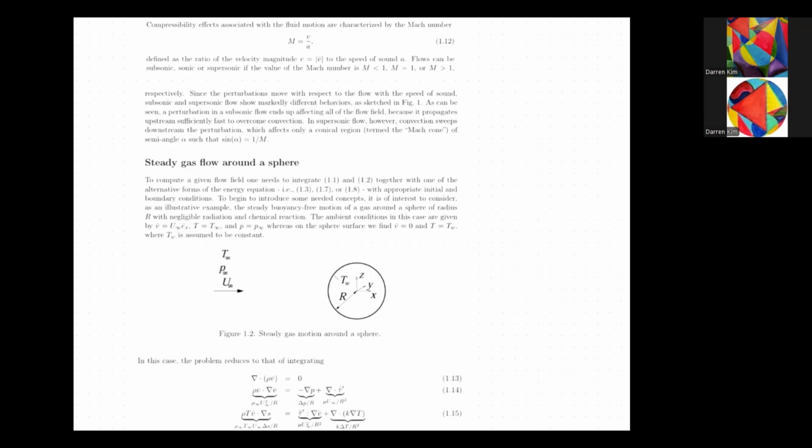To begin the introduction of some needed concepts, it is of interest to consider as an illustrative example the steady-state buoyancy-free motion of a gas around a cylinder of radius r with negligible radiation and chemical reaction. The ambient condition in this case is given by velocity equal to u infinity, the far stream, along the x-axis, T equal T ambient and P equal P ambient at that place. Whereas at the sphere surface V equals 0, which is the no-slip condition, and T equals TW, with TW assumed to be constant.